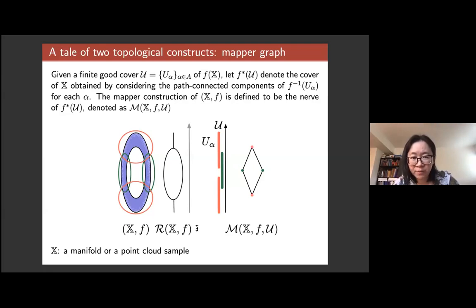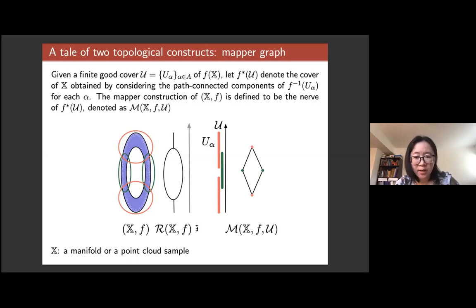The definition of a good cover is a bunch of intervals so that the union covers the range of the function, and the intersections of those cover elements are contractible. In this case, on the real line, I have three cover elements. For each cover element, which is an interval, I look at the inverse image of this interval and look at how many connected components there are in my domain. For each of the red intervals, the inverse map has two connected components. For the green interval, the inverse map has one connected component. And because those connected components have overlap, there is an edge between those nodes. This is what you get on the very right-hand side. This is what we call the mapper construction of the data. If you provide a good cover of the range of the function, I can again obtain a skeleton representation of my data with respect to this cover.